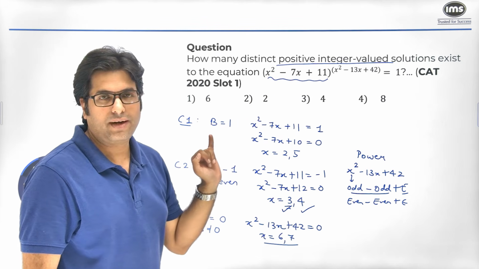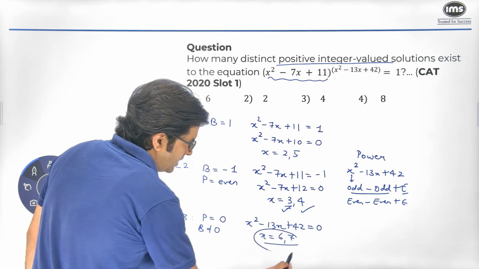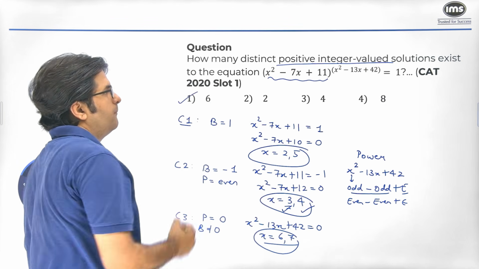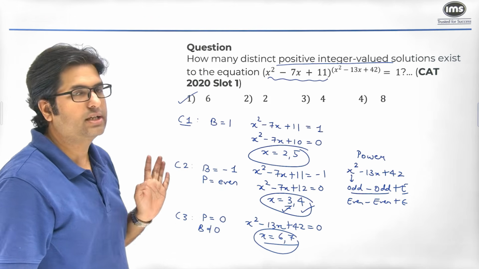Same you can justify for the value of 7, which means 6 7 3 4 and 2 5. These are the 6 possible positive integral solutions. Correct answer is choice 1.